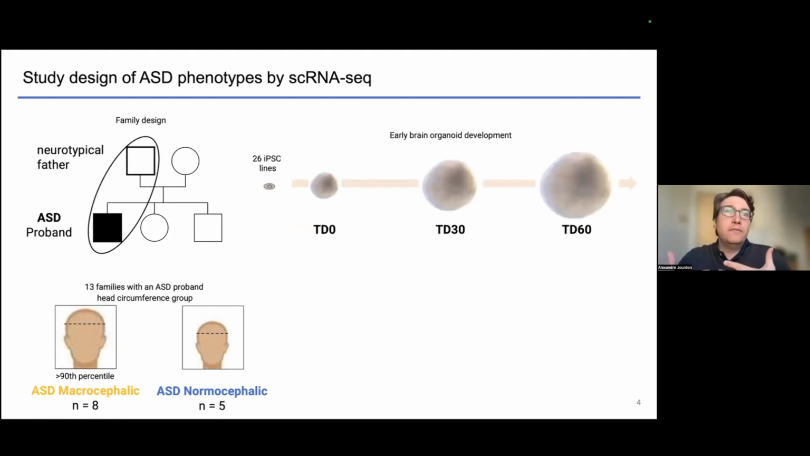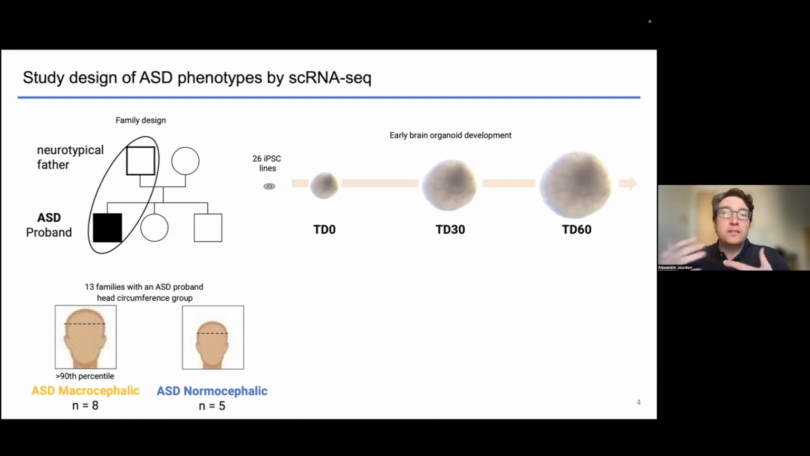Out of that, we differentiated 26 iPS lines from each of those individuals, and we formed forebrain organoids that we collected at 3 time points that we named TD0, which is the beginning of neurogenesis, when we start switching to a neurogenic medium.